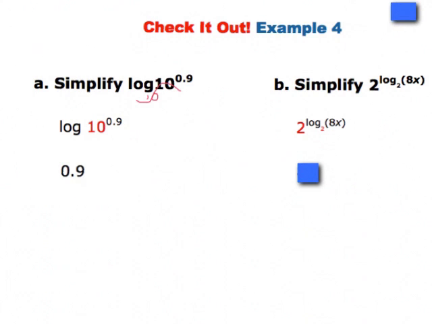All right, let's take a look at part B here. In part B, what do you see? 2 for an exponent, 2 for a base. It logs out, leaving me with 8x. That's right. Good job. Okay, we are almost done with this. We're getting very, very close, and you've done a great job here.